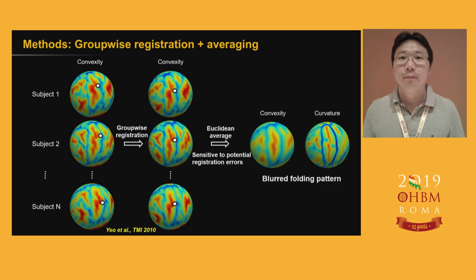So our aim is to replace this step by using the Wasserstein barycenter, because it encodes the transport information when we measure distances, so it's robust to potential registration error. In this way, we will get a sharper folding pattern.